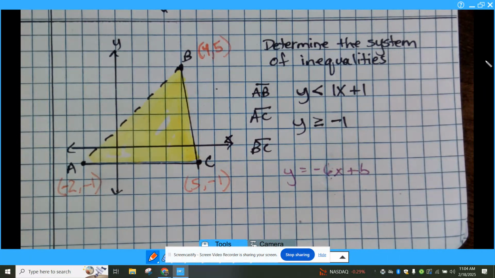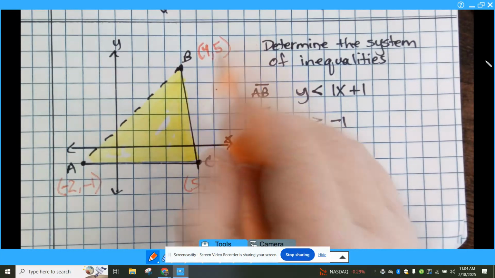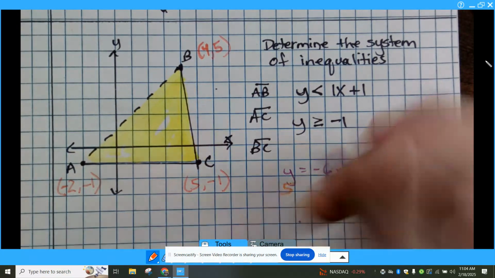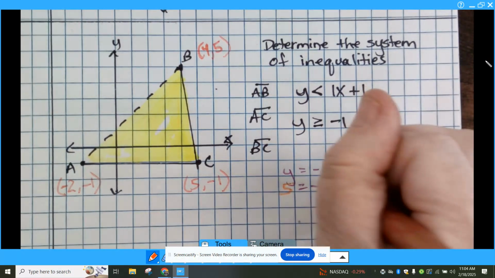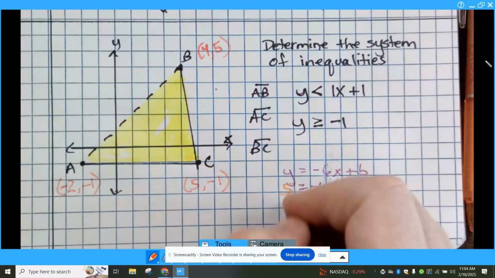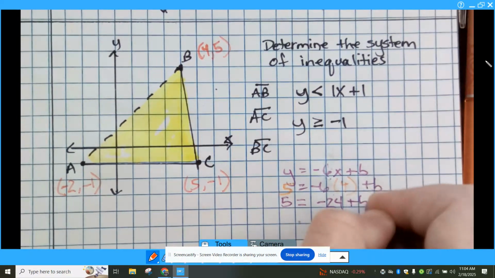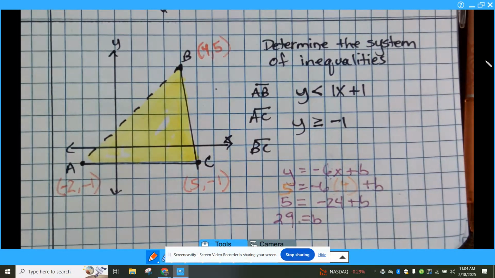I'm going to pick one of the points. I don't care which point. I'm going to go with 4, 5 because they're both positive. So y is my 5, and 4 is my x. So negative 6 times 4 plus b. And now I'm going to solve for b. So 5 is equal to negative 24 plus b. Add 24 to both sides, and I've got 29.